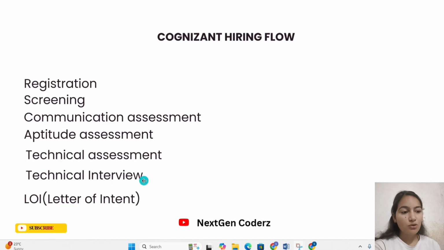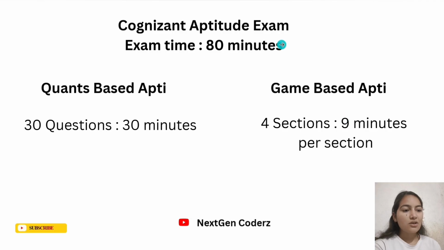Okay, then we have aptitude assessment, and then technical interview, and then letter of intent. In this video we are going to see the previous year questions of aptitude assessment. Aptitude assessment is divided into two sections: quantitative based aptitude and game based aptitude. In quantitative based aptitude, you have to solve 30 questions in 30 minutes, and in game based aptitude, you will have 4 sections, 9 minutes for each section. So in this video we will see quantitative aptitude questions. So let's see.